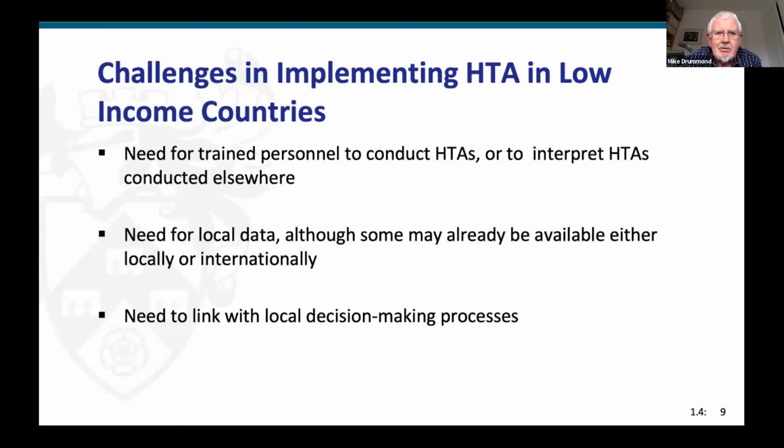You may need some local data, although some of the data necessary may already be available locally or internationally for some elements of the data. But probably more importantly in these three challenges is the need to link with local decision-making processes, because if we're trying to assist decision making, we really need to understand what those processes are in the country concerned.